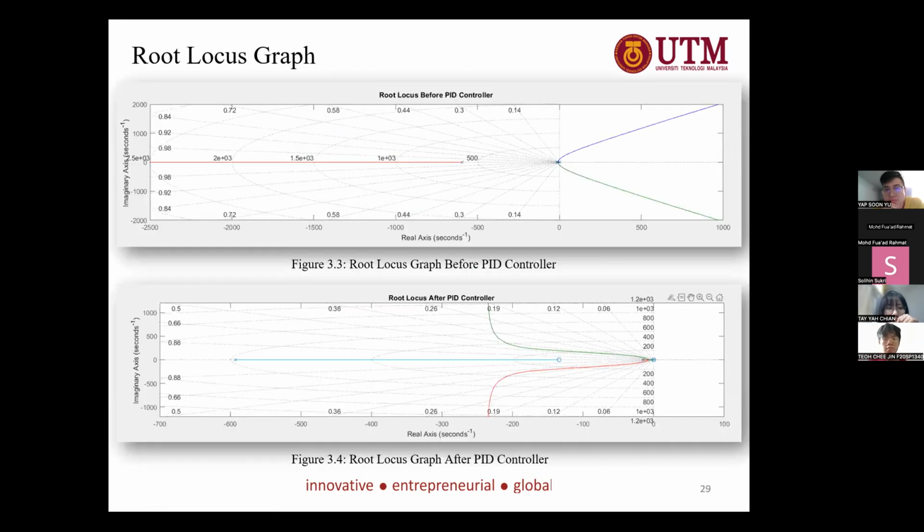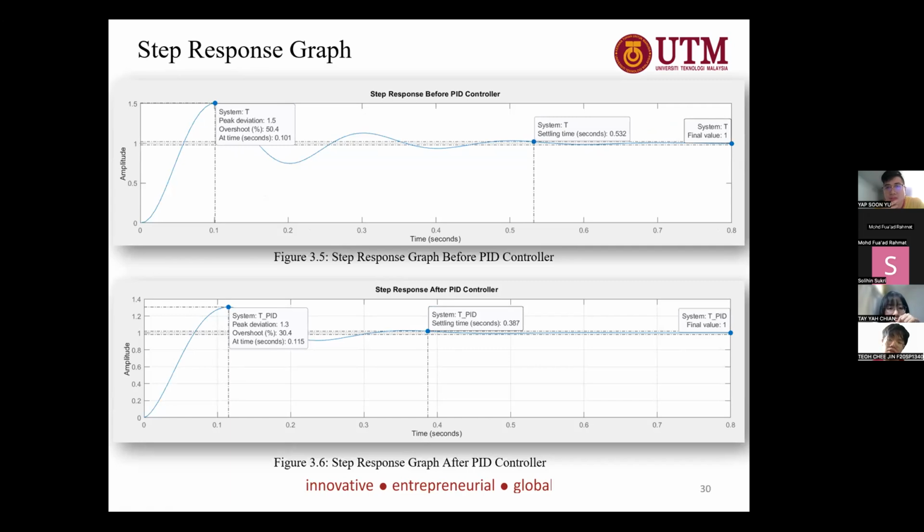Okay, next slide. These two graphs are the root locus graphs, and from them, before and after the PID controller, we can conclude that after the PID controller, the root locus graph is more stable than before. And next. These two graphs are step response graphs, and we just use the mouse and right click, and we can show the overshoot, percentage overshoot, settling time, and also the steady state error. From the graph, we can see that after the PID controller, the overshoot is 30.4%, the settling time is equal to 0.387, and the final value is equal to 1, which means the steady state error is equal to 0. Next slide.